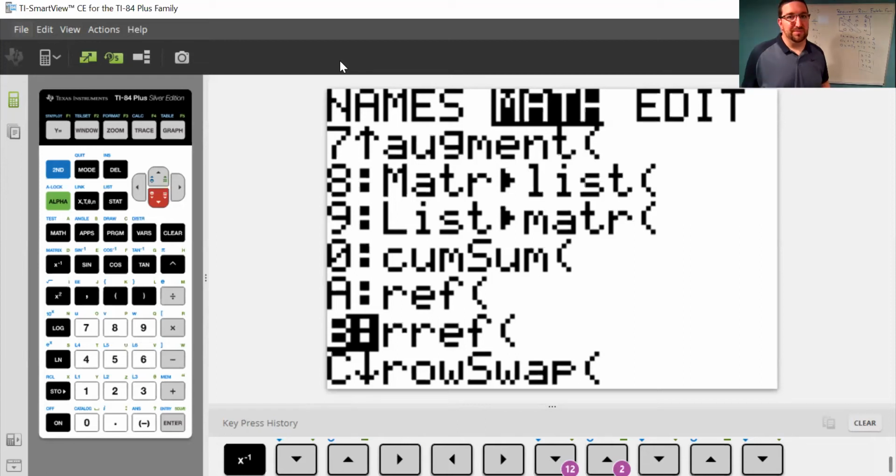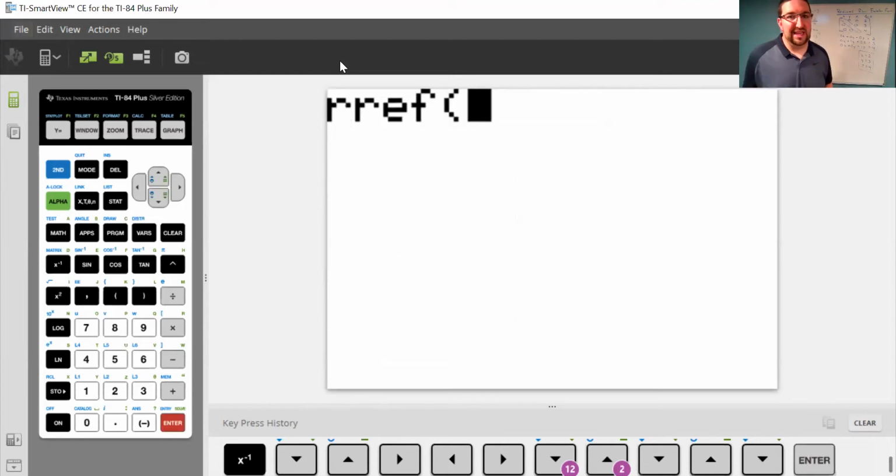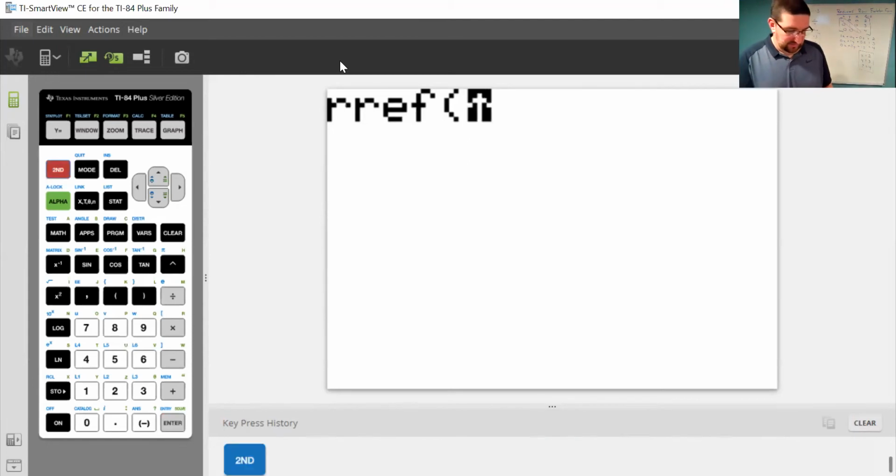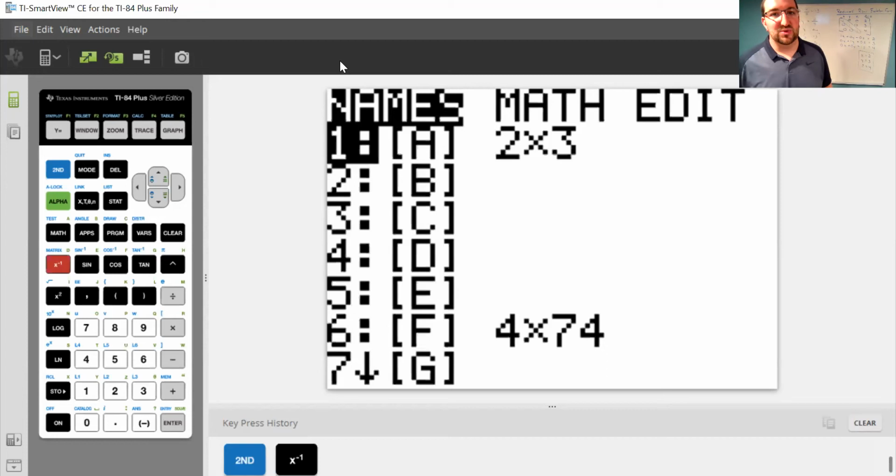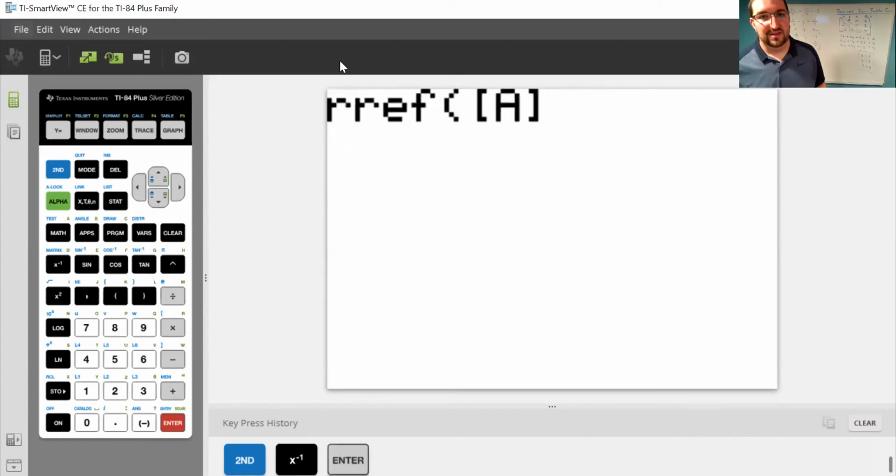So we want to choose B. What it does is it takes that operation and puts it on our home screen. Now we have to tell the calculator what matrix we want to find the reduced row echelon form of. So we then have to go back into our matrix menu, second matrix, and choose matrix A. Okay, so we have reduced row echelon form of matrix A.